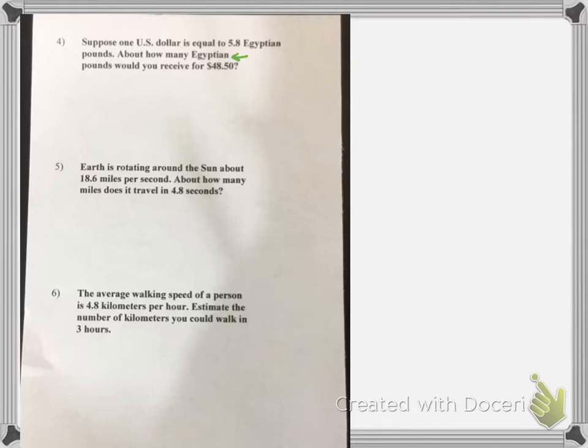So suppose $1 US dollar is equal to 5.8 Egyptian pounds. About how many Egyptian pounds would you receive for $48? So the question they're asking us is, I see that keyword. Go over here. Do a little highlight action. I see the keyword of about. Okay? And about is very important that we understand that. And then I see the question, how many Egyptian pounds would you receive for $48?